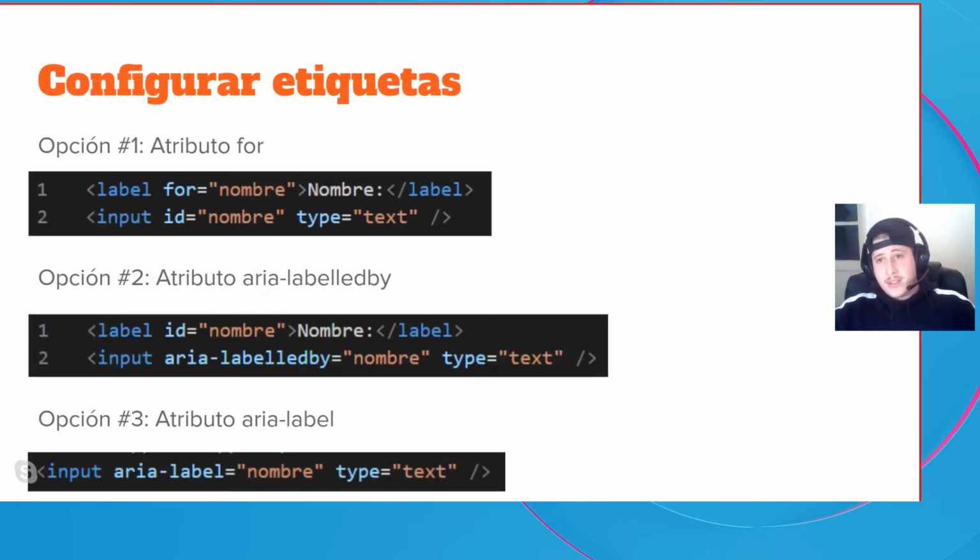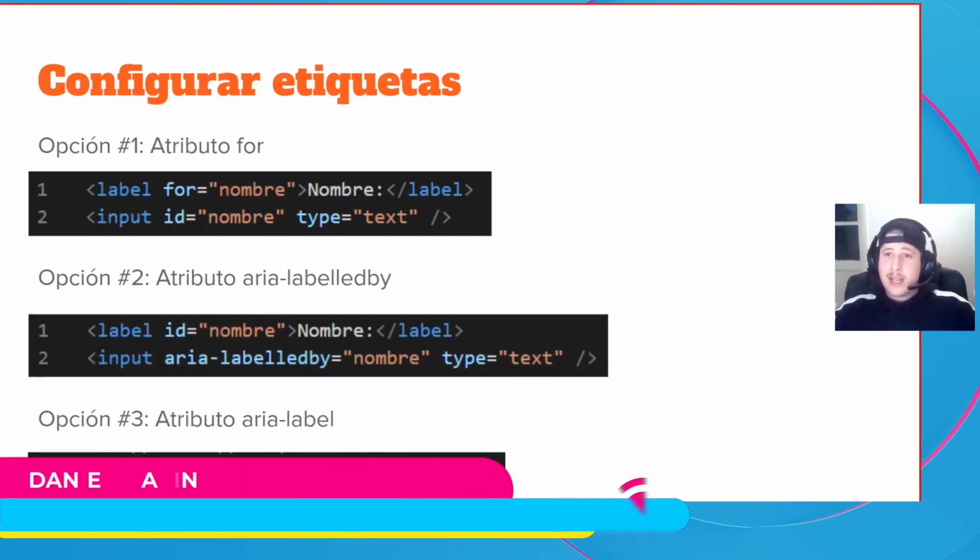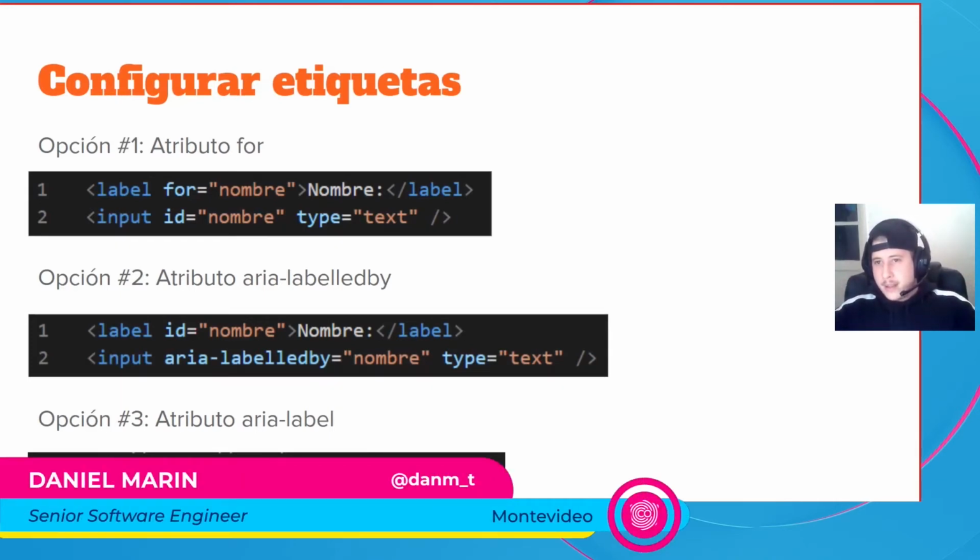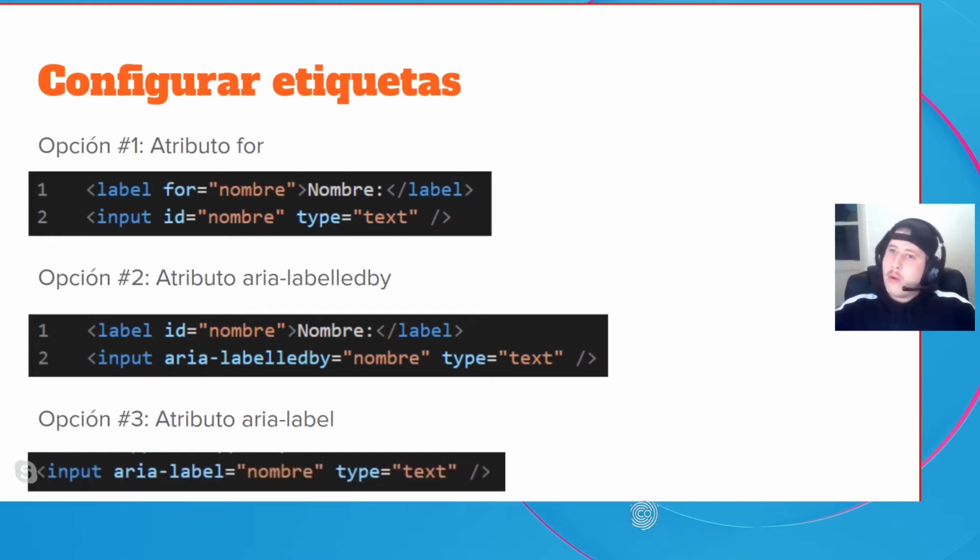So let's learn how to configure labels. There are several ways. I want to show each one and explain them. They don't look the same, but they can be heard the same. These three options can be done, and you can hear them exactly the same way. But I want to clarify what we're going to use each one of them for.